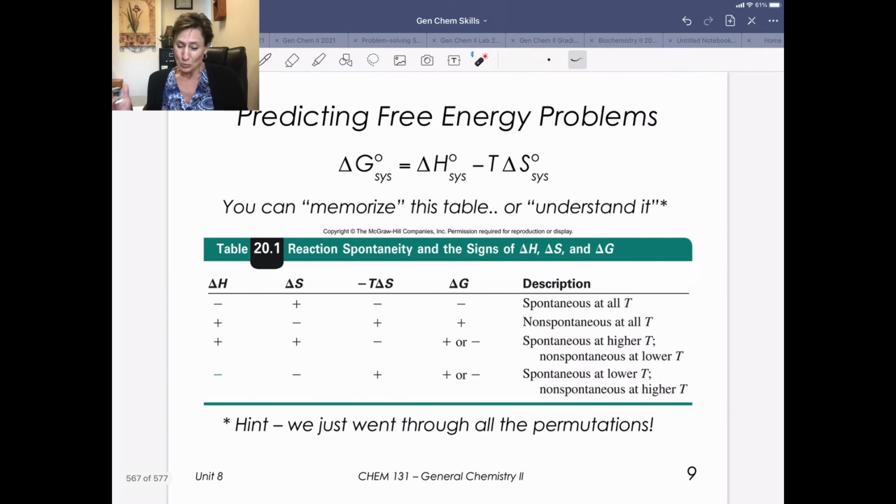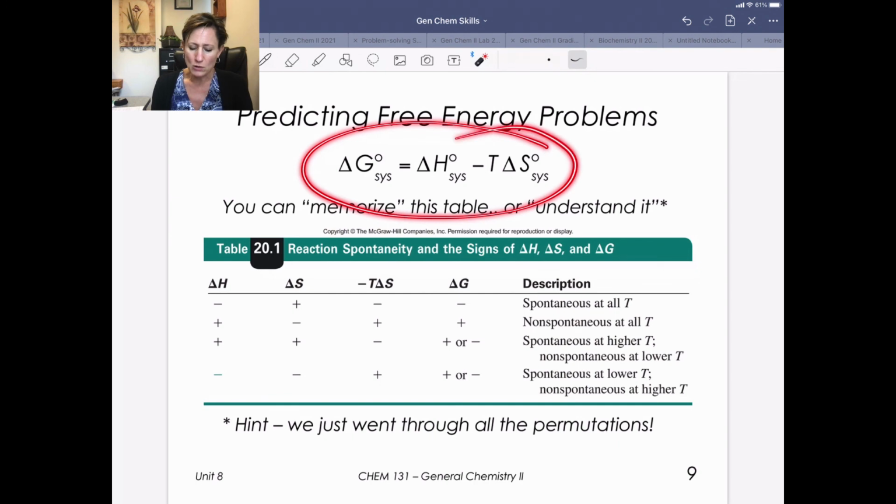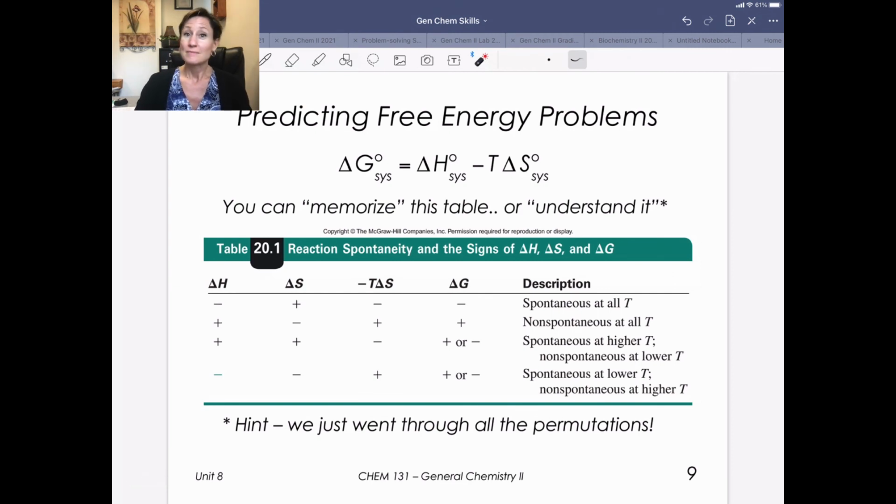All right, so basically I've run you through the scenarios that are on an important table here. You could try to memorize this table, but I think it's easier to try to understand it and understand how those pieces play into this all-important equation for thermodynamics. And that's it for what we have for the second skill on thermodynamics and free energy.